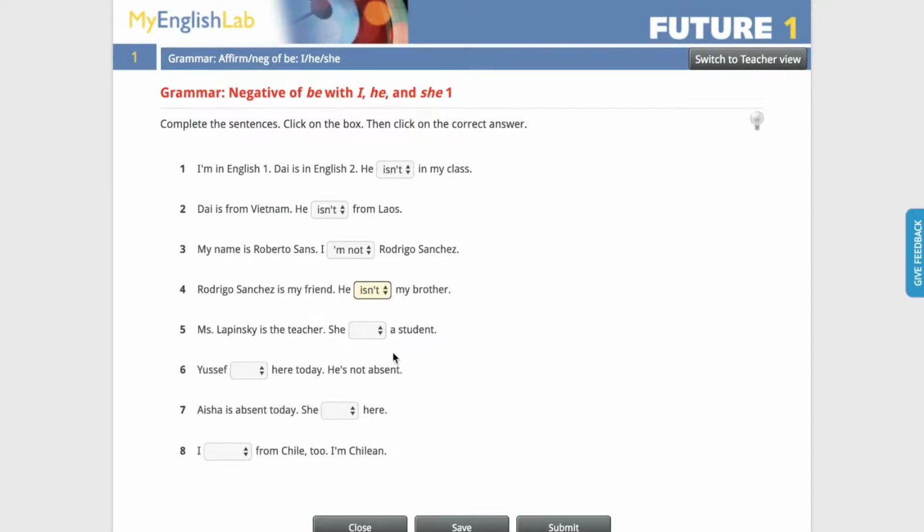Next, Miss Lapinski is the teacher. She isn't a student. Again, she is not a student. Here, she isn't a student. Sounds different, but it says the same thing. Yusuf isn't here today. He's not absent. Aisha is absent today. She isn't here.